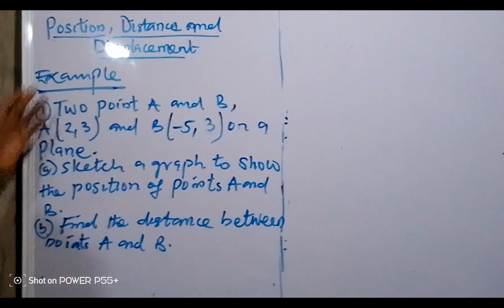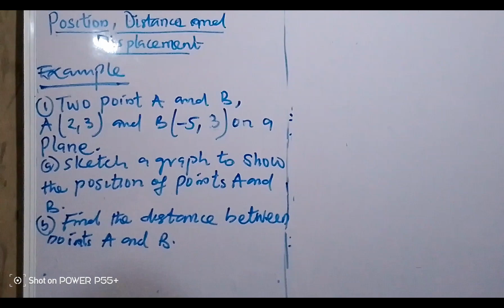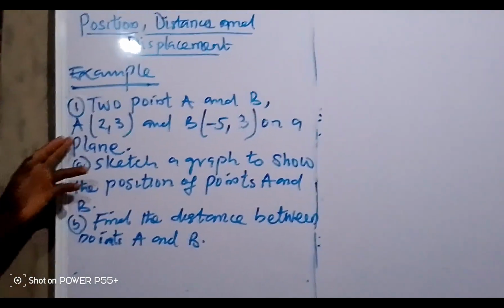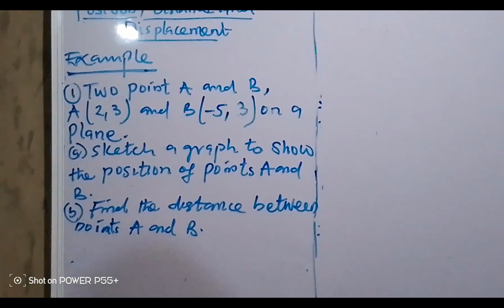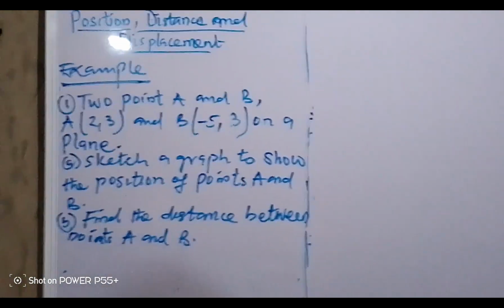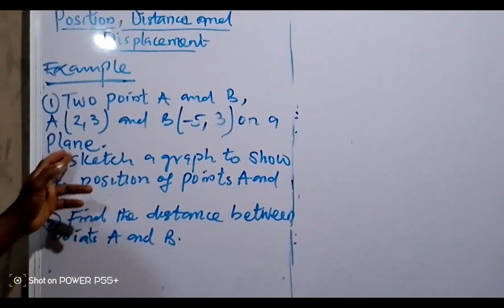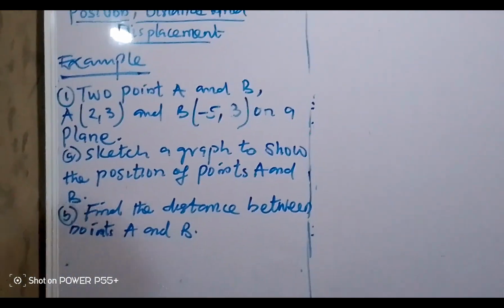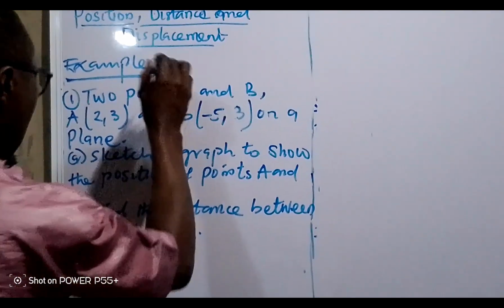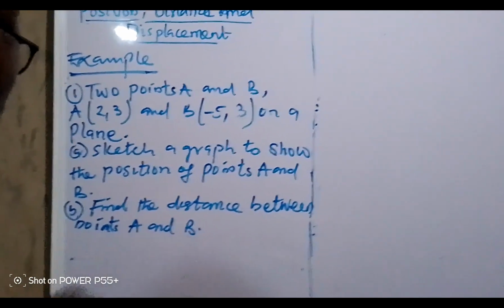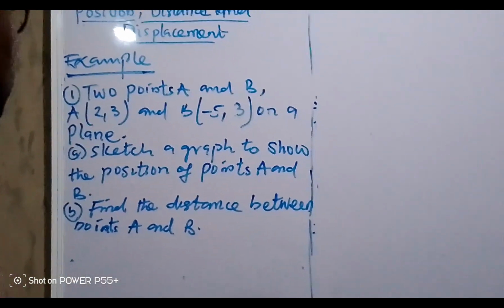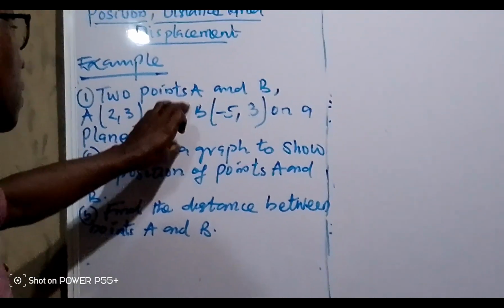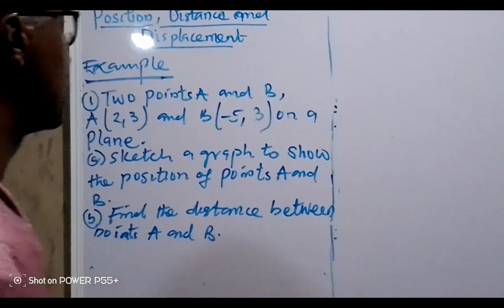Let's now look at the first example. 2 points A and B, A at this position, B at this point, are on a plane. The question says: 1. Sketch a graph to show the position of points A and B. 2. Find the distance between A and B. The first question is about position. Let's now look at it.